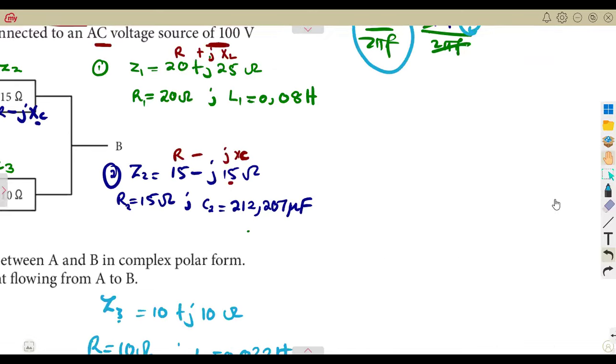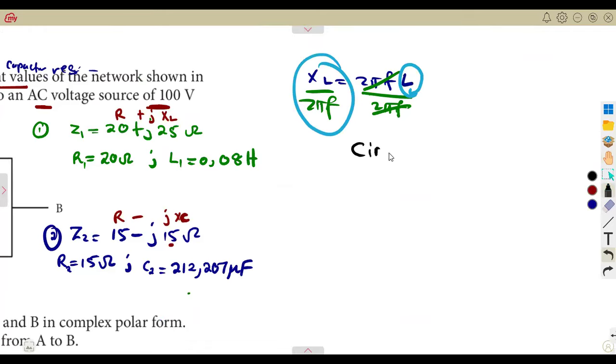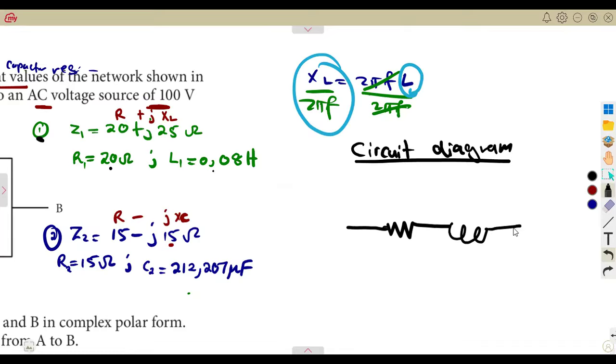Okay, let's have it. From A, this will be our circuit diagram now. As we can see, the first part, our impedance 1, is a resistor and an inductor. So we are going to have a resistor like this, with an inductor. Remember, it will be an RL circuit, where there is a resistor. So this is R1 and this is L1.